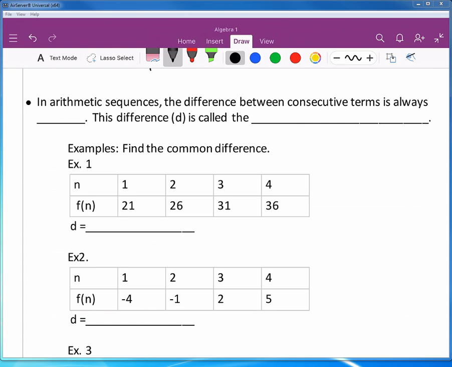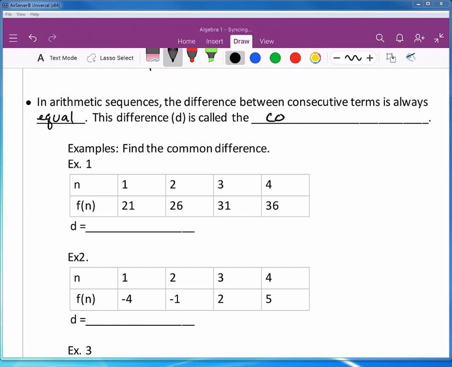So starting with arithmetic sequences, the difference between consecutive terms, that just means numbers that are next to each other, like 1, 2, 3, 4, one after the other, is always equal. The difference is always equal. So if you're adding 3 on the first to the second term, the next term is going to be plus 3, the next is plus 3, the next is plus 3.